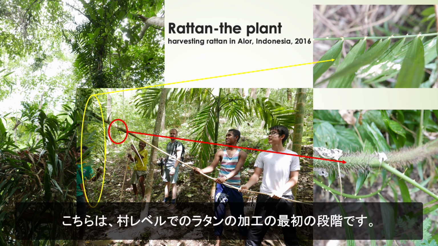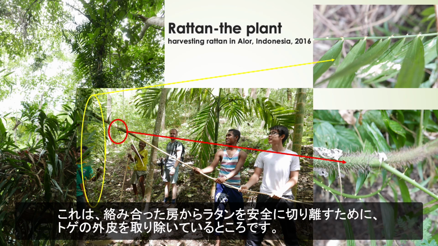So what you see in the center, in fact, is an illustration of the very first step of processing rattan. I refer to it as being on a village level, as opposed to factory processing, where large amounts of rattan are being processed. And I'll describe that later. It shows here a removal of the outer skin first to facilitate the separation of rattan from the cluster.